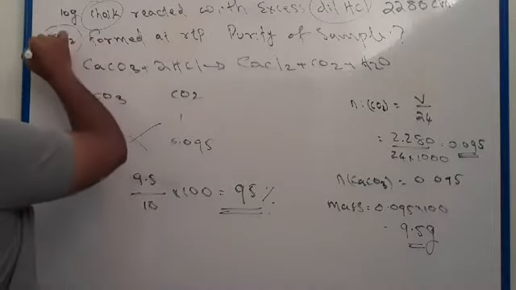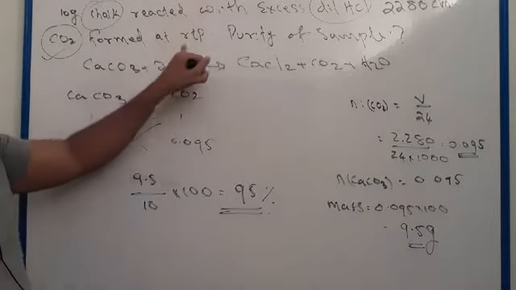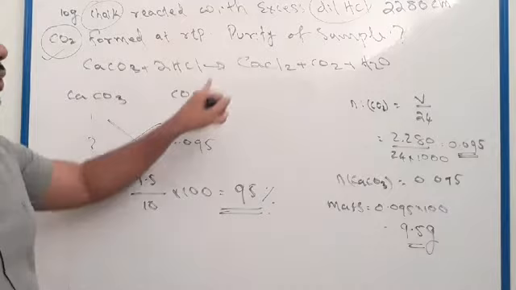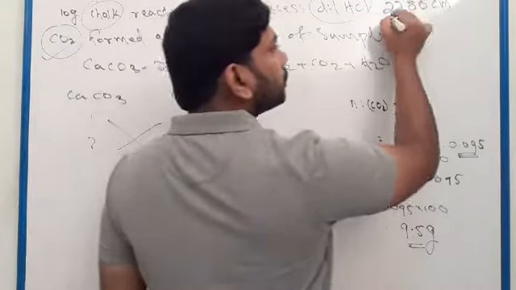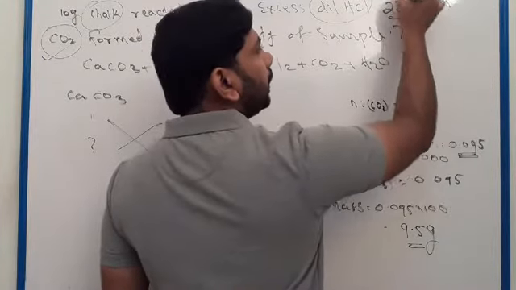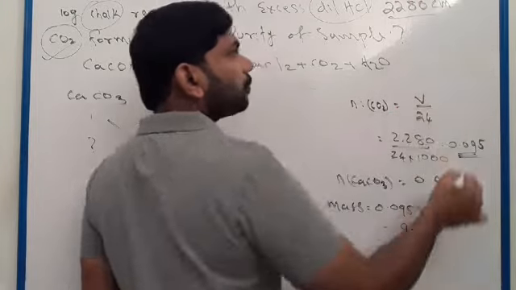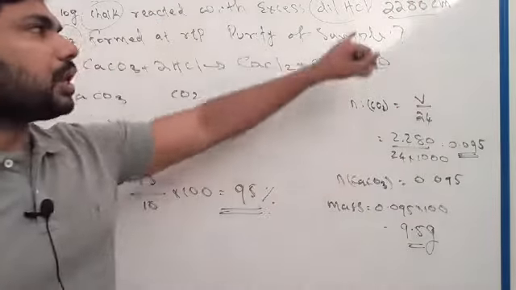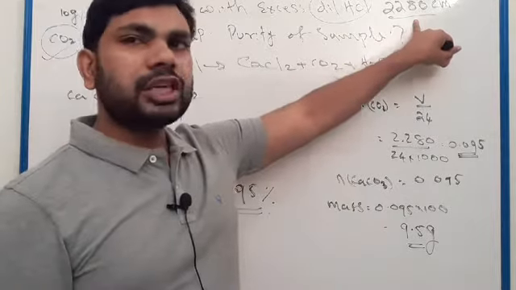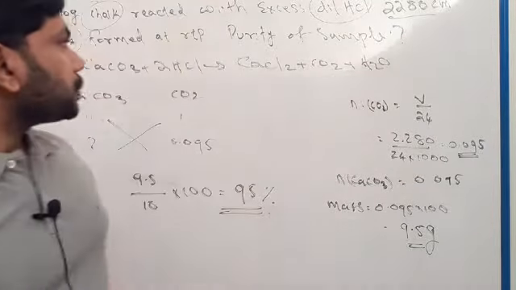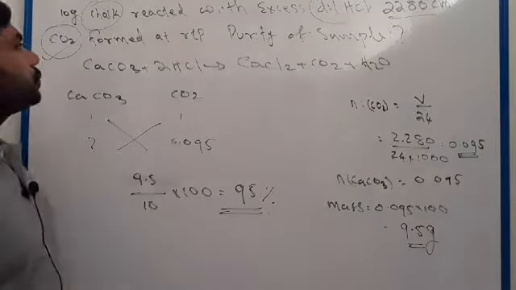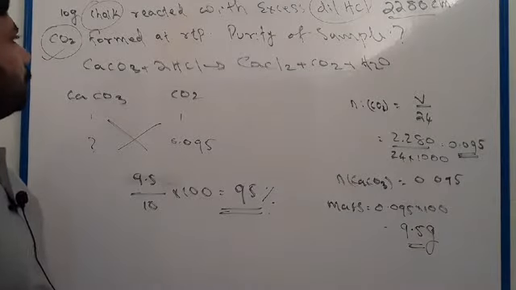Carbon dioxide gas is formed at room temperature and pressure. The volume of carbon dioxide formed is 2280 centimeter cube. Okay. So here we have to find percentage purity.